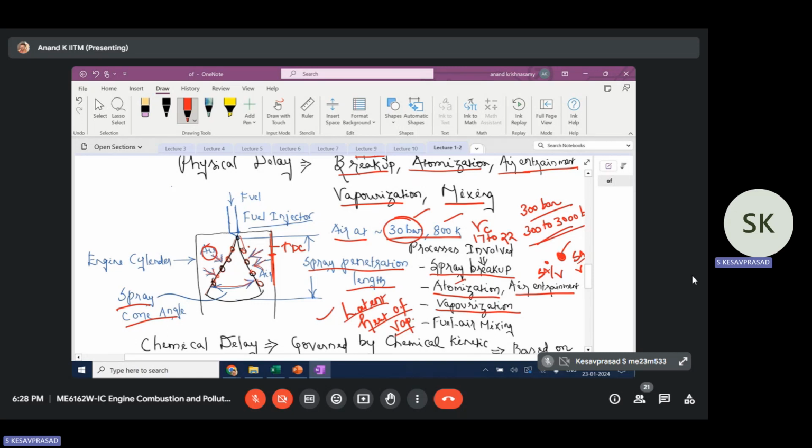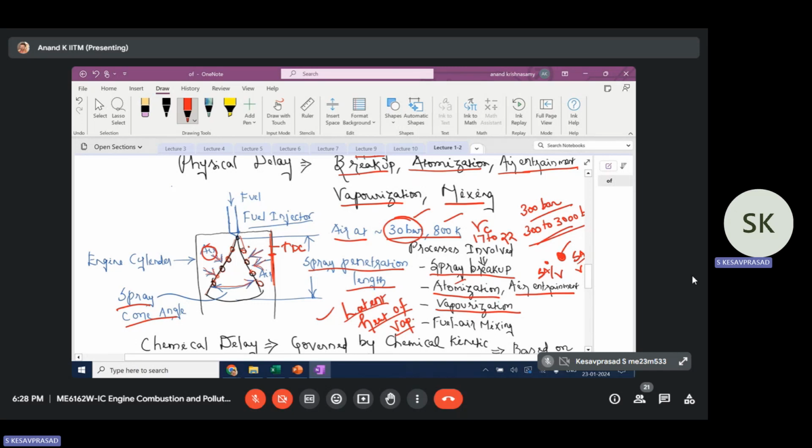It is dependent on the engine running speed. Based on the engine running speed, the engine cycle time is the time required to complete one operating cycle. That is going to be very small if the engine running speed is higher. So based on the changes in the engine operating speed, the cycle time is different.